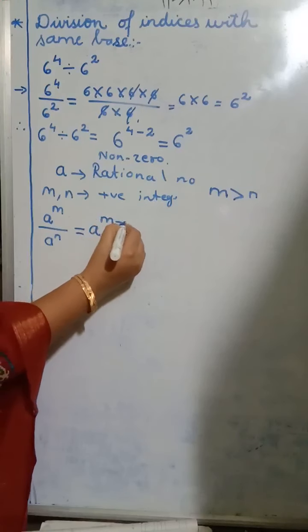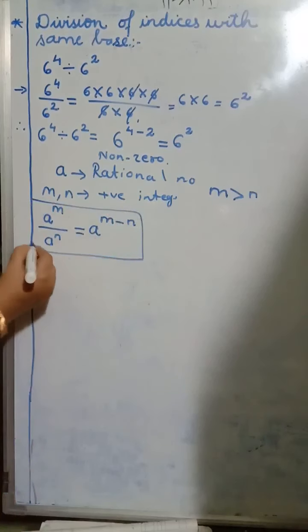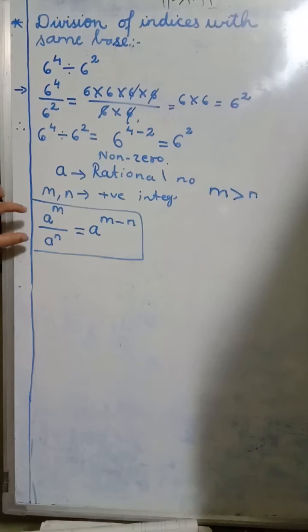M minus n. So this is the formula for division of indices with the same base. It means if indices with the same base are divided, then we subtract their powers, okay? So one more example we'll try.